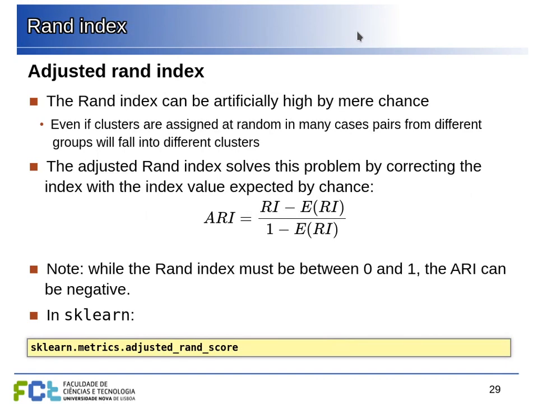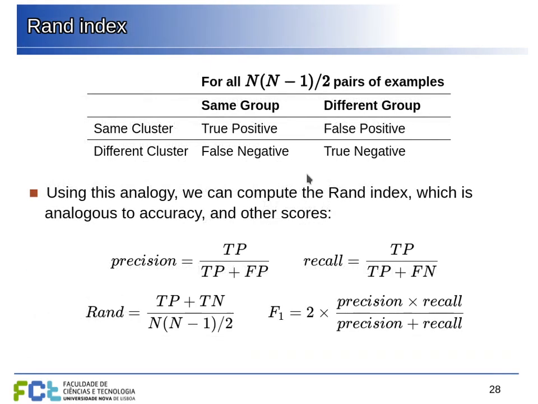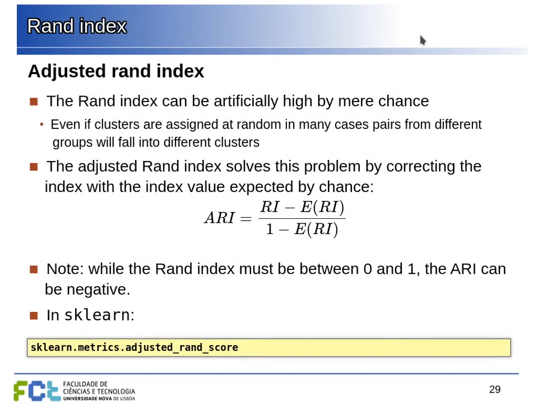A problem with the RAND index is that it can look artificially high just because we have many clusters. If we have many clusters, it's very easy to have cases of points that come from different groups just by chance being assigned to different clusters. So when you have a large number of clusters, even doing the clustering completely at random can give you a high RAND index because you're going to have lots of true negatives in these pairs. One adjustment that we can do, and it's called adjusted RAND index, is to subtract what would be expected by chance from the RAND index.